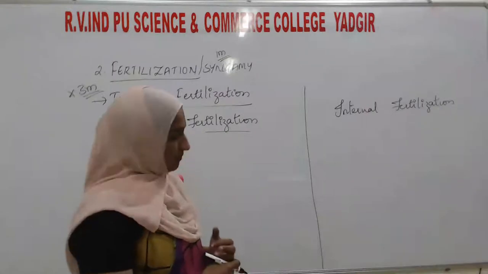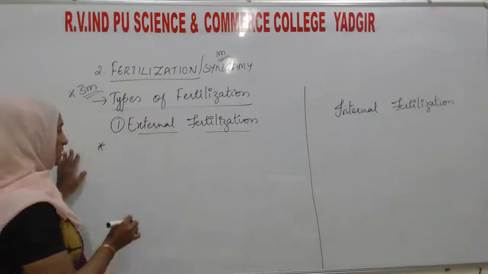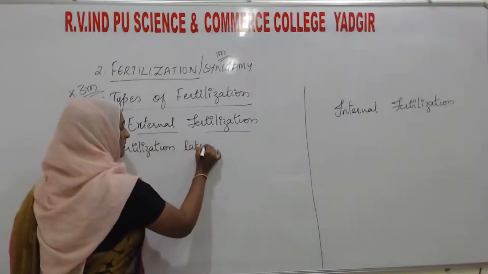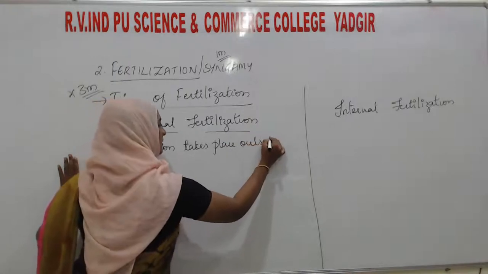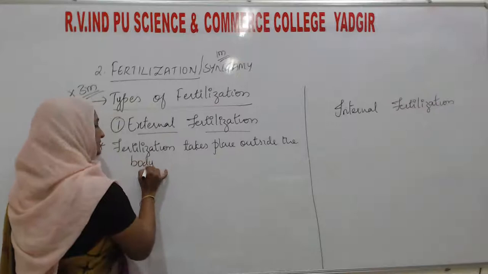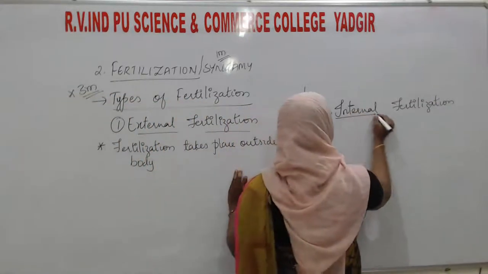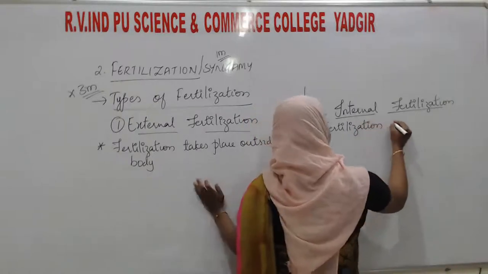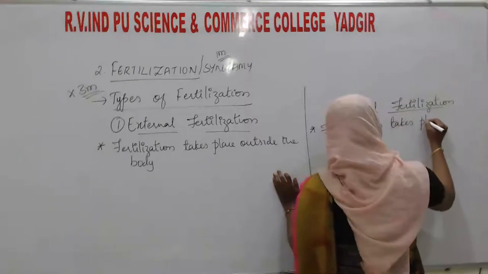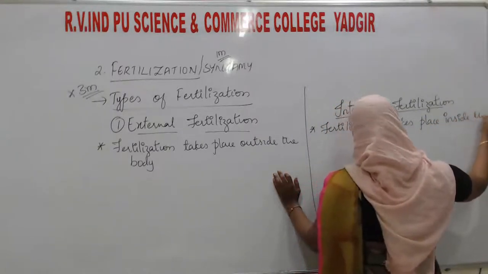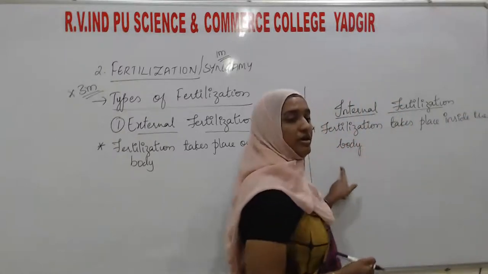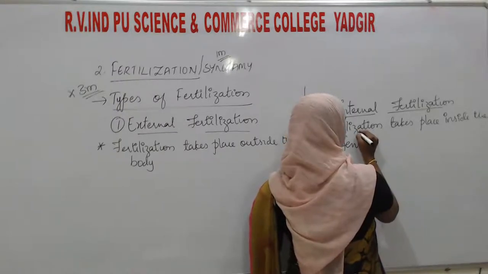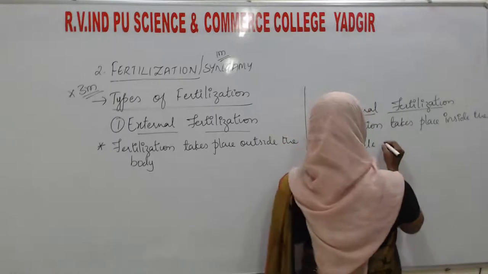So see here, what is the meaning of external fertilization? Fertilization takes place outside the body. That is external fertilization. And internal means fertilization takes place inside the body, that is inside the female body, because females are going to produce the young ones.